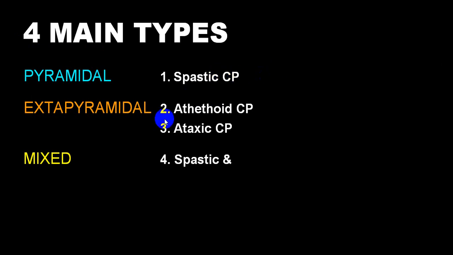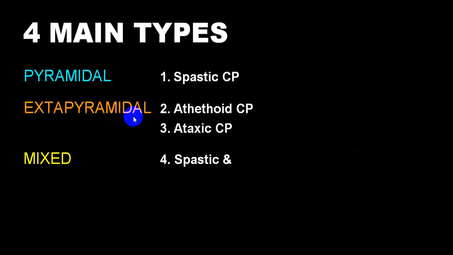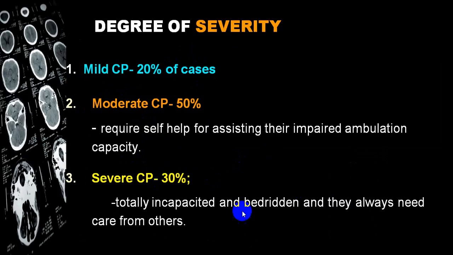So spastic; in extrapyramidal we can have athetoid, and we can have ataxic in the case of damage to the cerebellum, and mixed variety will be a mixture of the two, that is spastic plus what we call dyskinetic. Sorry, here I've forgotten to mention that. In a mixed variety, it will be spastic plus dyskinetic group, or it can be spastic plus ataxic group. So, any one of them.